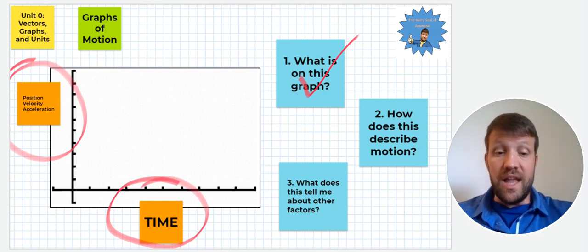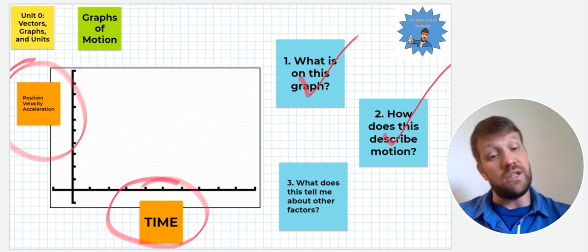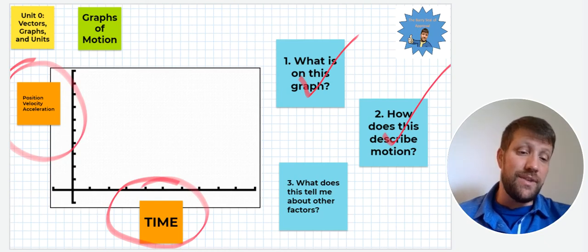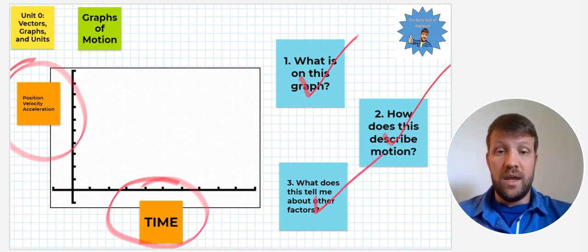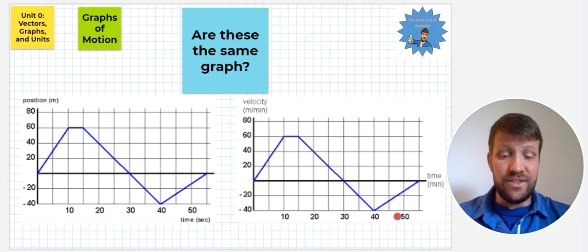And this will tell us a lot about other factors as well. So if the velocity is changing, we know there's an acceleration. If the position is changing, we know that there's a velocity, so forth and so on, based on the definitions of these terms. Okay? Now, in order to properly utilize these, I'm going to look at these two graphs.